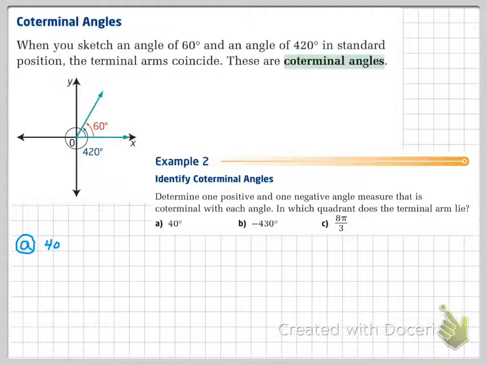In A, it says determine one positive and one negative angle measure that's coterminal with each angle. If we started with 40 degrees, I could add 360 degrees, or one rotation, to get a coterminal angle of 400 degrees. Or I could start with 40 degrees and subtract 360 degrees and end up with negative 320 degrees. That is also coterminal.